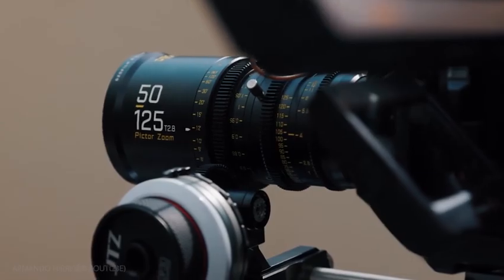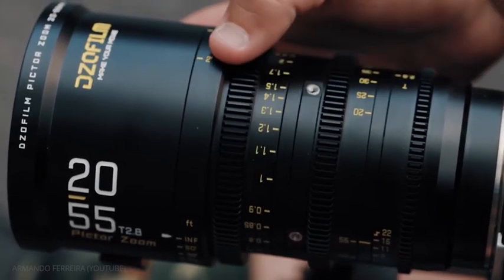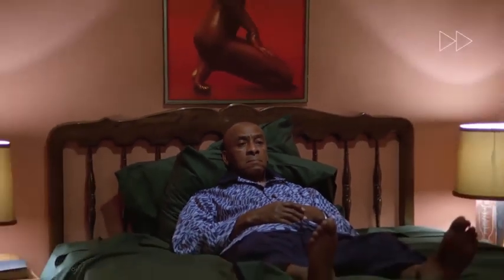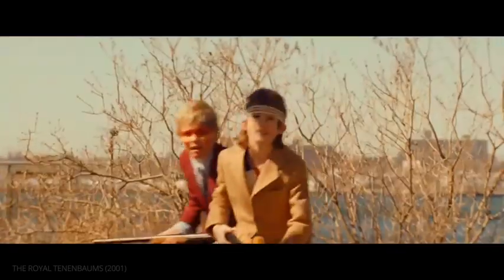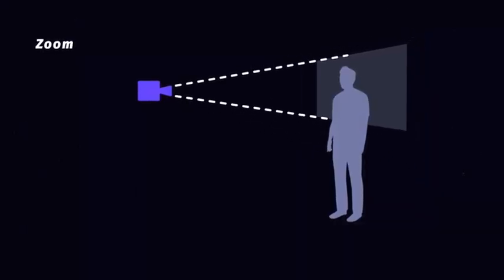Although zoom lenses have smaller apertures, cinematographers can shoot a wide, medium, and close-up without changing their lens, saving valuable time on set. For more on how to creatively use the zoom function, make sure to check out our previous episode on camera movement.